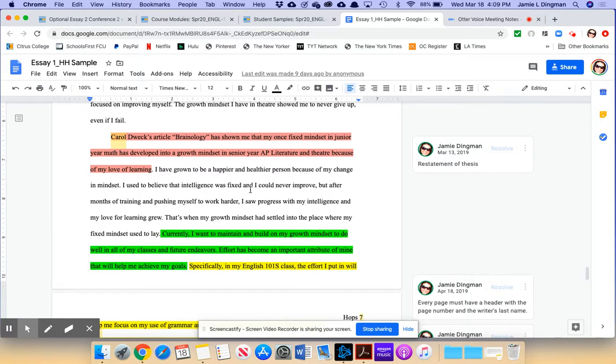Carol Dweck's article, Brainology, has shown me that once my fixed mindset in junior year math had developed into a growth mindset in senior year AP literature and theater because of my love of learning.